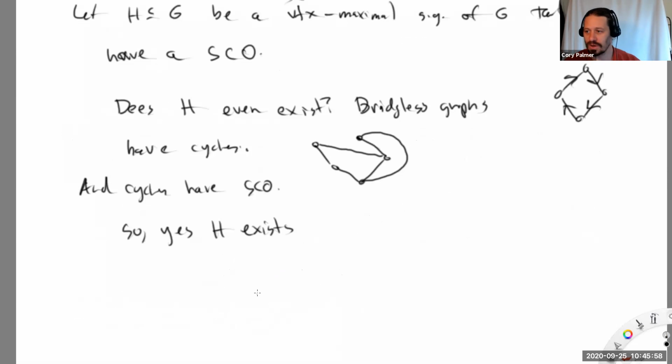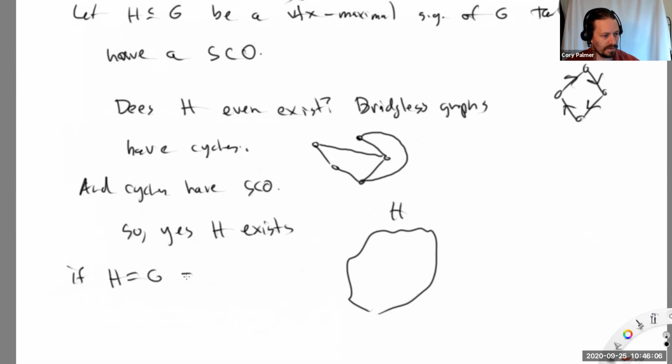All right, let's look at a picture, and then basically the proof is finished. So let's look at H. This is H. So if H equals G, then done. Actually, we don't even need that. Let me just say this. We need something even weaker, is all we need. If the vertex set of H is the entire vertex set of G, even if you're missing some edges, then you're done, right?